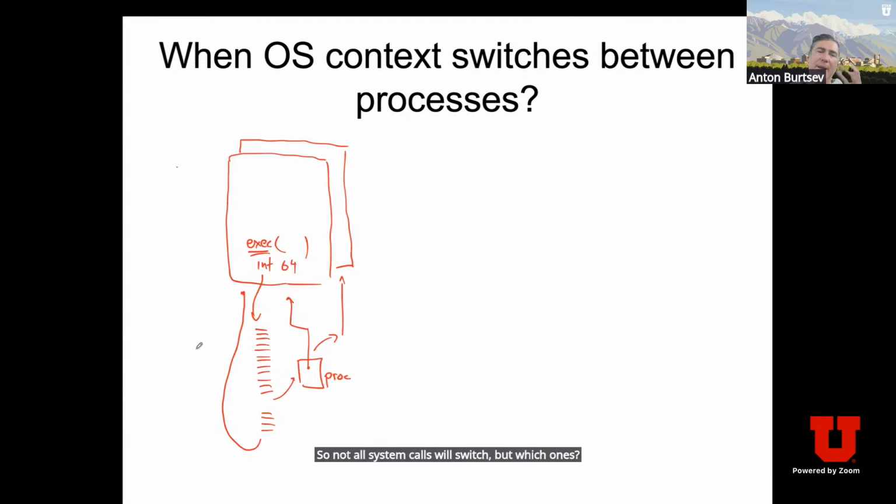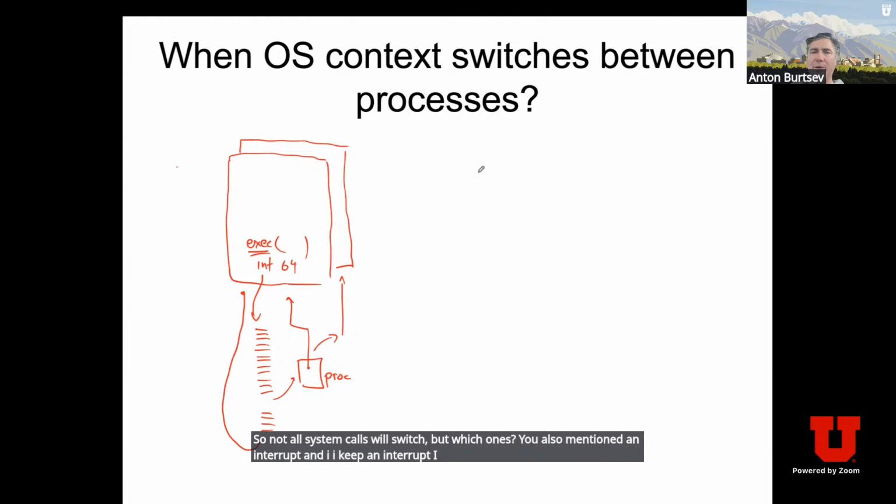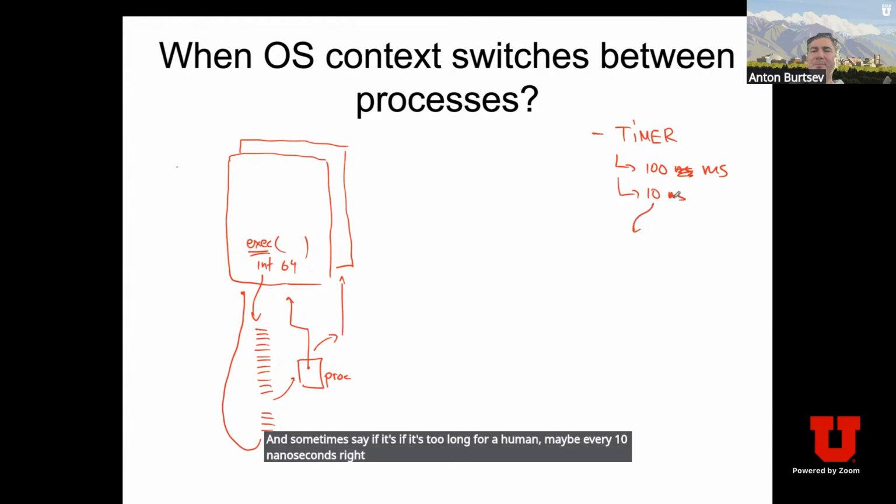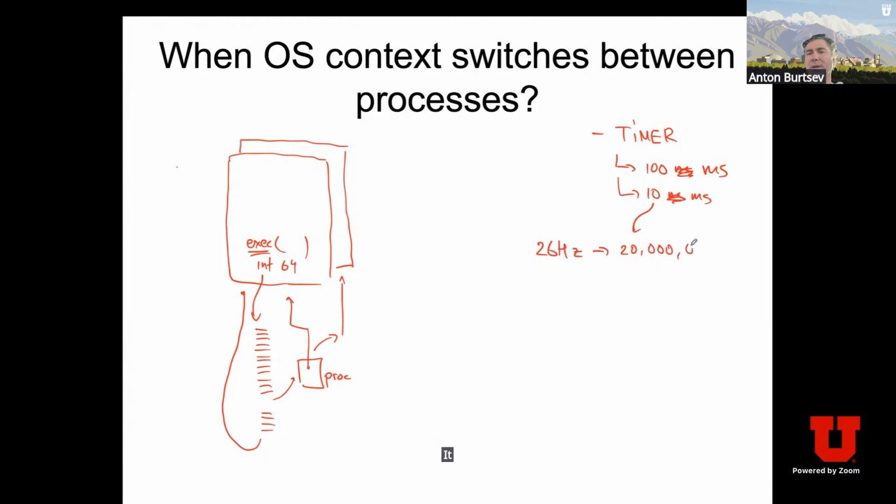You also mentioned an interrupt, and I keep mentioning a timer interrupt. Obviously, one reason is the timer interrupt, and a timer interrupt is configured by the operating system. It says, okay, please interrupt me, let's say every 100 milliseconds. And sometimes, if that's too long for a human, maybe every 10 milliseconds. 10 milliseconds, at a 2 gigahertz CPU frequency, is 20 million instructions, if I'm counting correctly. So it's a long chunk, right?